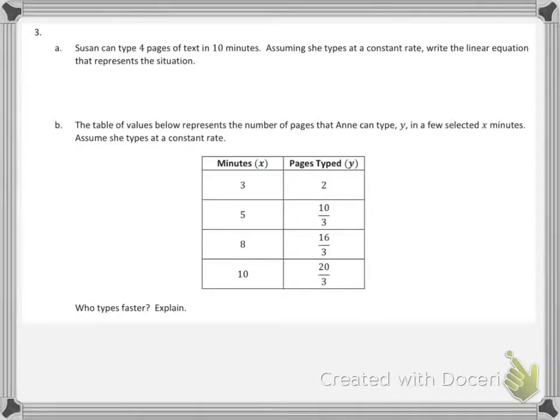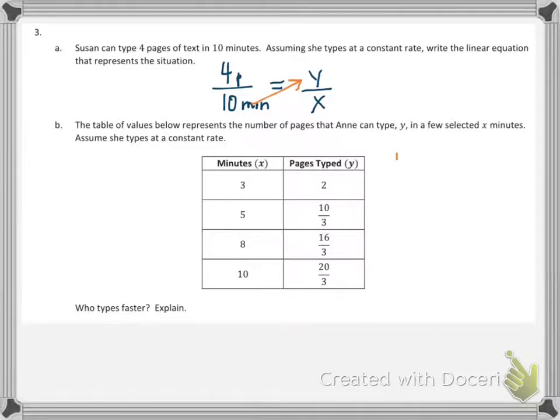Number 3. Susan can type 4 pages of text in 10 minutes. 4 pages in 10 minutes, that's our rate. Assuming she types at a constant rate, write the linear equation that represents the situation. Well, I'm going to set that to y over x, the number of pages over the number of minutes, and then I'm going to use means extremes and multiply cross products.